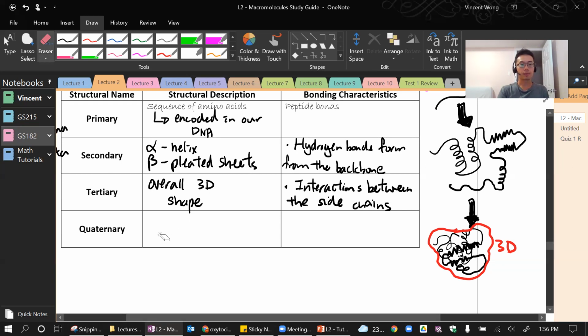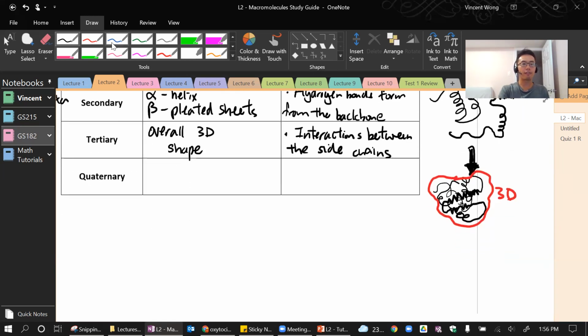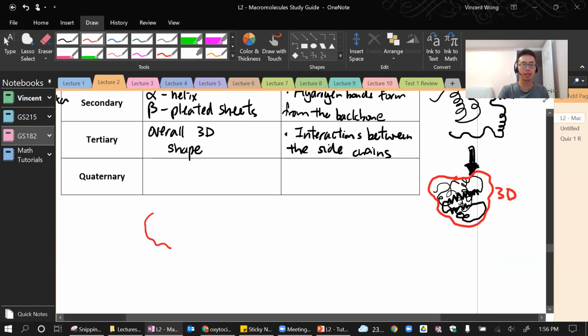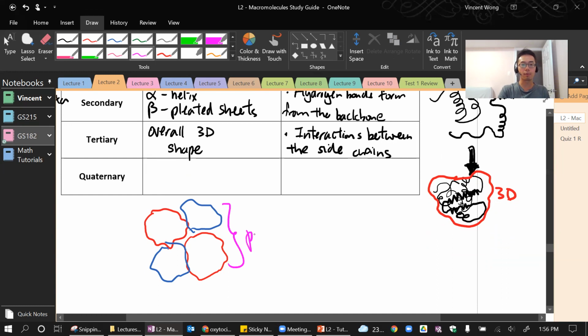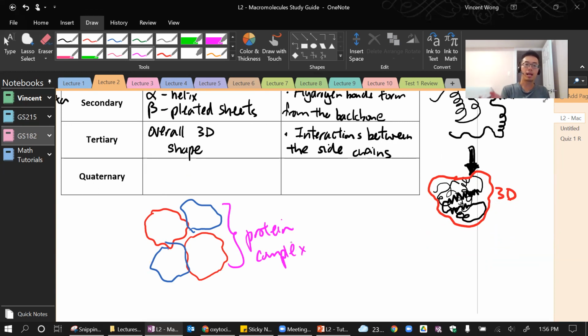Quaternary structure. Okay, so that's like when I have more than one polypeptide coming together. So that's one of these, and then maybe I can take another one, and then you might have another polypeptide, right, and another polypeptide. And when they all come together, this whole thing is what we call a protein complex. Sometimes you need to have multiple components in a protein for it to work properly, and what components you need to put together, that's called a quaternary structure.